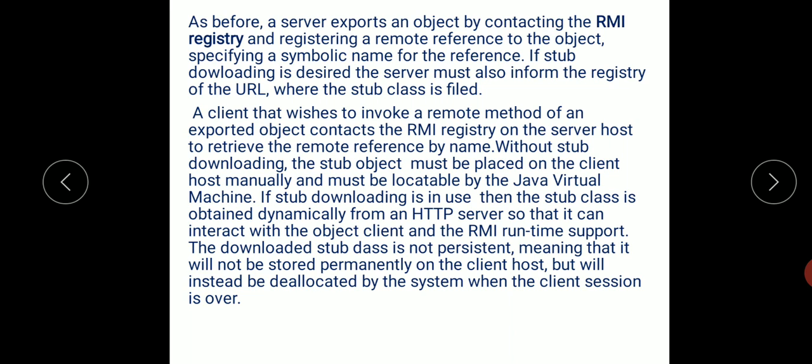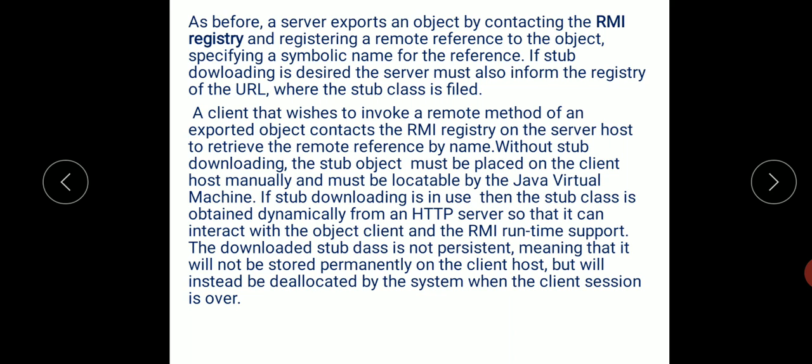A client that wishes to invoke a remote method of an exported object contacts the RMI registry on the server host to retrieve the remote reference by name. Without stub downloading, a stub object must be placed on the client host manually and must be locatable by the Java virtual machine. If stub downloading is in use, then the stub class is obtained dynamically from an HTTP server so that it can interact with this object client and RMI runtime support. The downloaded stub class is not persistent, meaning that it will not be stored permanently on the client host but will instead be deallocated by the system when the client session is over.